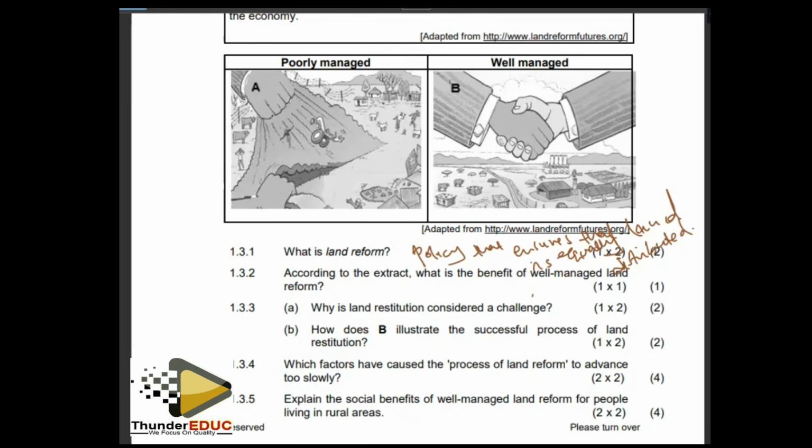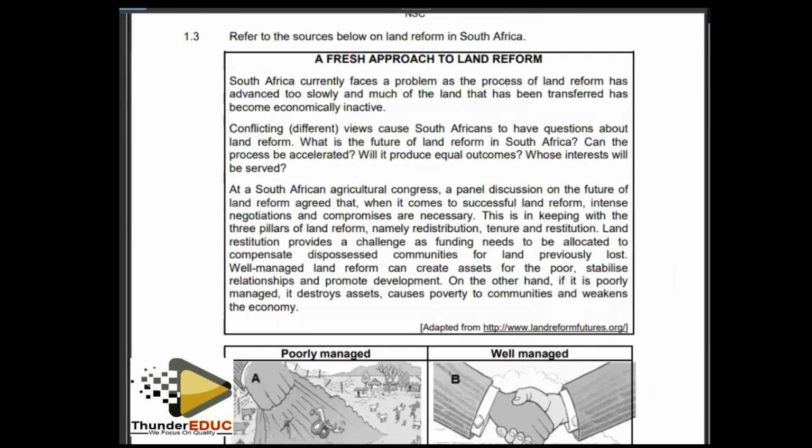Okay. 1.3.2. According to the extract, what is the benefit of well-managed land reform? We go back to the extract. When you read it, do we get the answers to the questions? Because the question says, according to the extract. So when you read, it says, South Africa currently faces problems as the process of land reform has advanced slowly and much land has been transferred and become economically inactive.